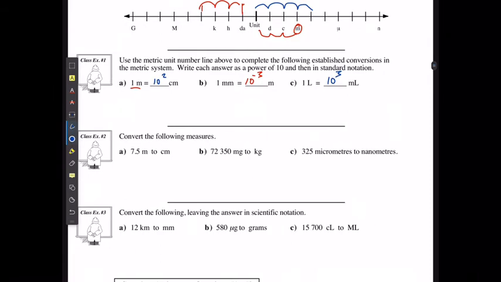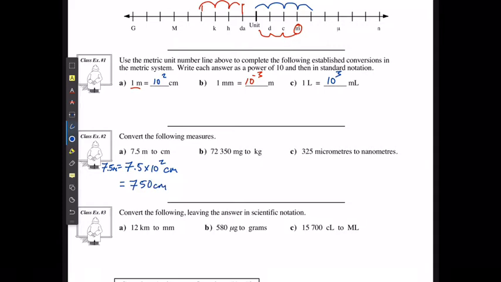If I'm converting the following measures, then I'm going to say that if I have 7.5 meters that I want to make centimeters, then it's going to be 7.5 times 10 to the power of 2 centimeters, which is going to be 750 centimeters.